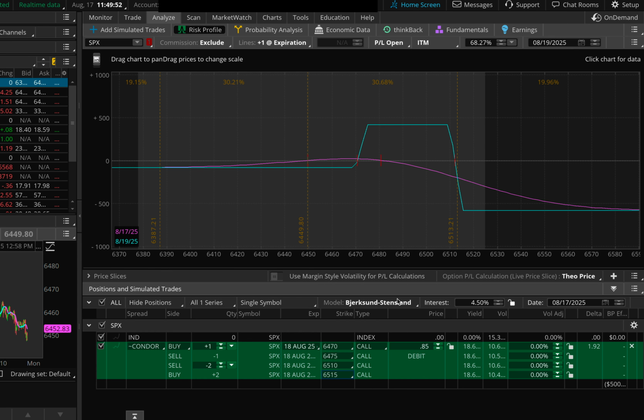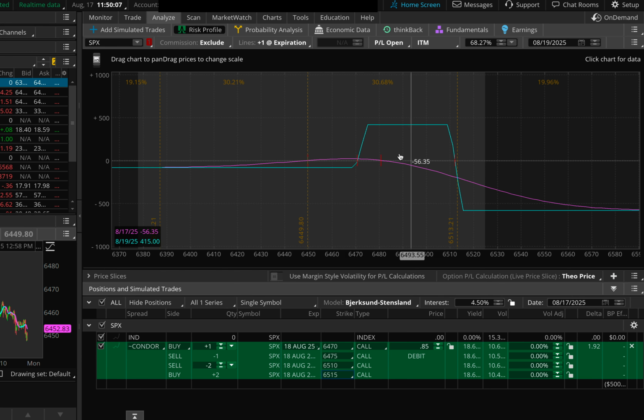I want to try to keep it under $1 if I can. So this is 85 cents. And we're very close to that 1 standard deviation dotted line there. And we're 10, 20 points away from at the money. So that's probably the trade that I would go with.